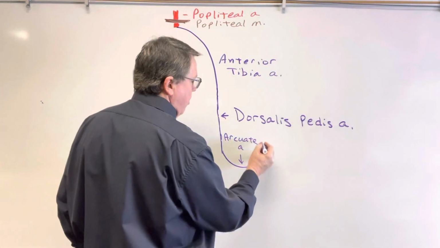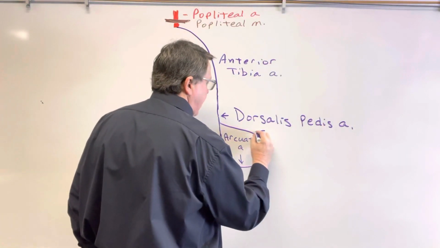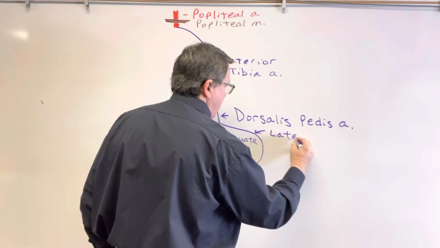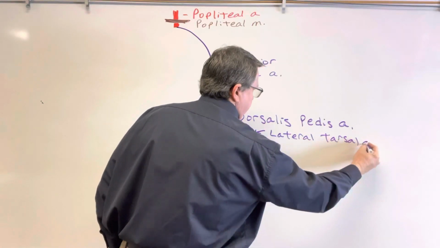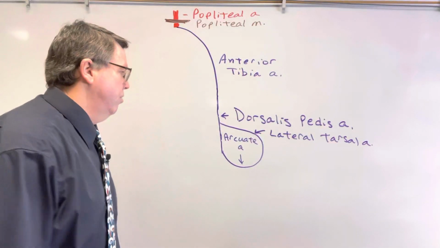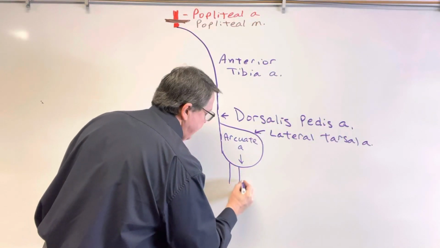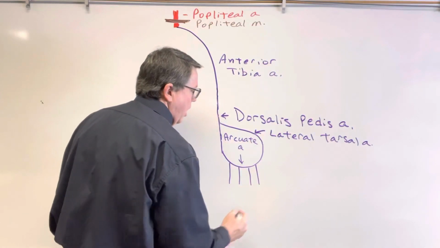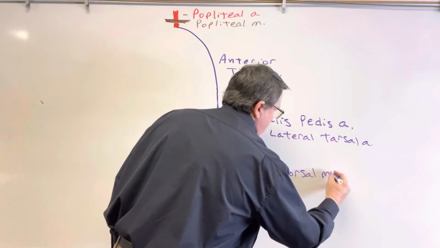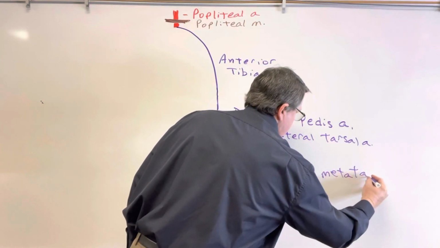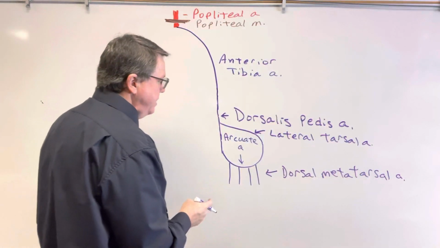And then the arcuate artery is going to meet up, and it's going to become the lateral tarsal artery. Okay, so it's going to become the lateral tarsal artery. Then coming off the arcuate, I am going to have what we call dorsal metatarsal arteries. Okay, this is the medial side.